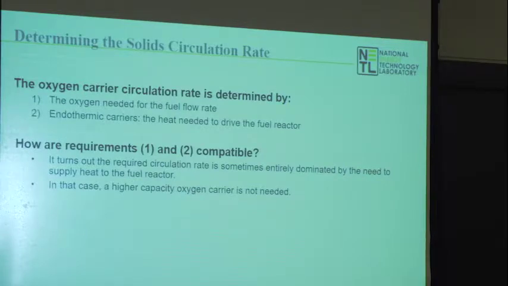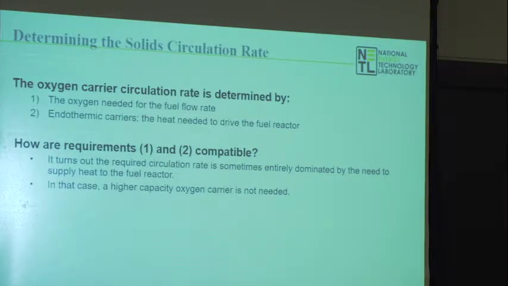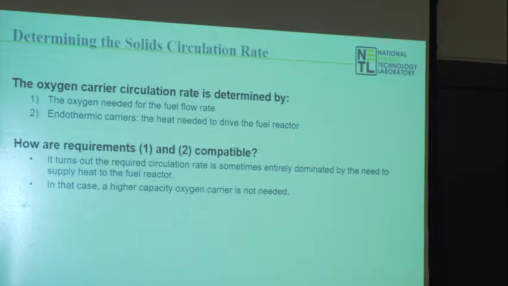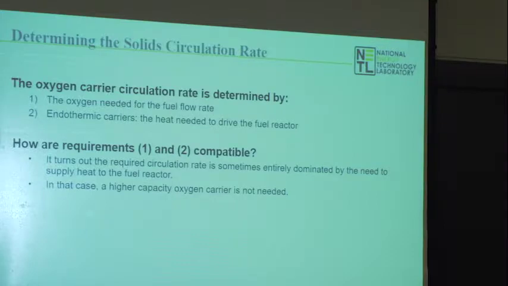It's hot, and the sensible cooling will provide heat for the reaction itself. So I've got to have a carrier circulation rate to consume the fuel, and then for endothermic carriers, I need to bring heat over there. So there are two different requirements setting the circulation rate around that loop.